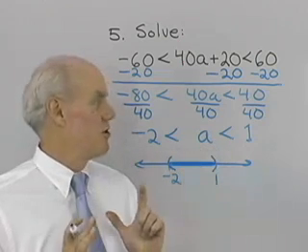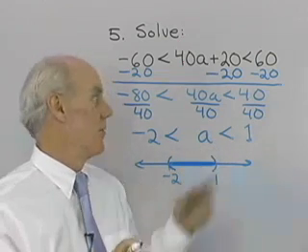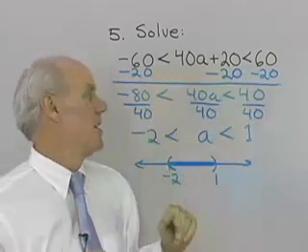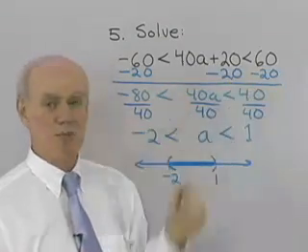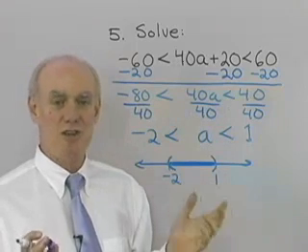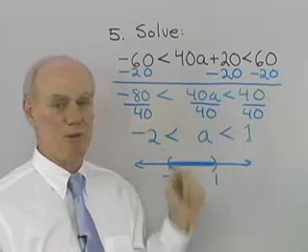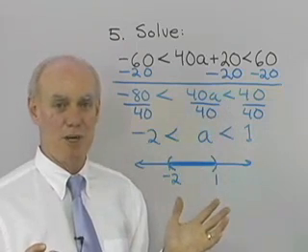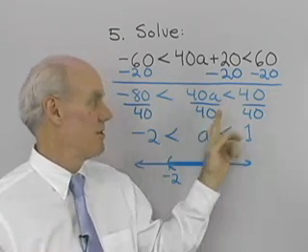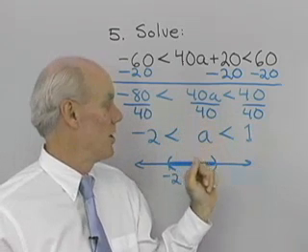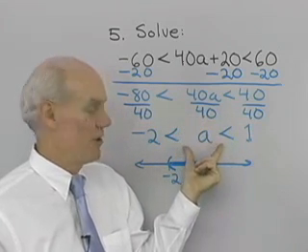Now, all I had to do was extend my properties to say that whatever I do to one of these three expressions, I do to the other ones. So I added negative 20 to all three expressions. That's okay. It's just an extension of the addition property of inequalities. Then I divided all three members by 40, another extension of the multiplication property. 40 is a positive number, so I don't have to worry about the direction these inequality symbols point in. Here's my final inequality right here.